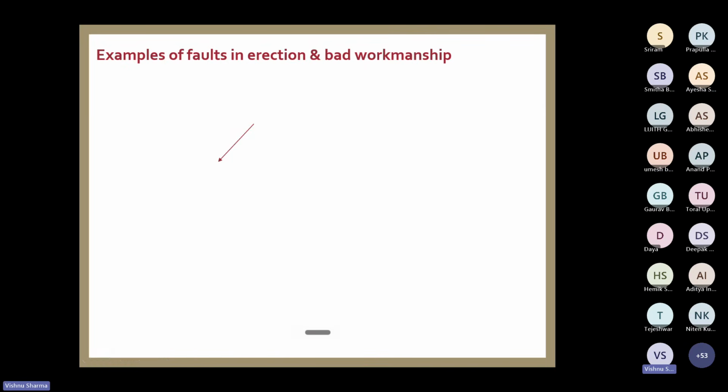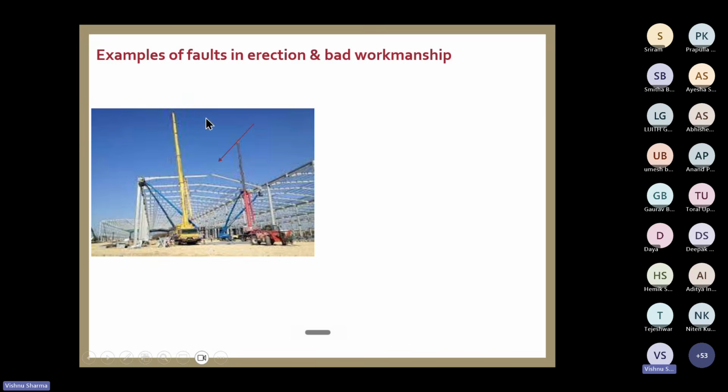Now let us see the examples. Here you see one photograph. What do you see? This gap, this arrow is showing. This factory shed is being constructed and you find this gap. So this is misalignment. This is faulty erection. Ideally, it was supposed to align at this particular point, but here it is not happening. So this is fault in erection. Now, if it leads to any loss due to this fault, then of course that will be paid.